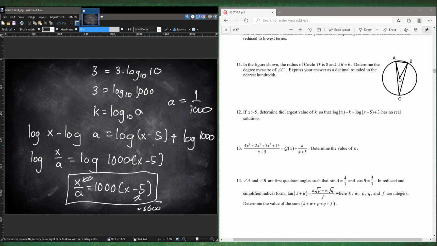So that gives us that a should be 1 over 1,000. But we're not looking for a, we're looking for k, so we could just plug it back into here. So the a would just be 10 to the power of negative 3. So then log base 10 of 10 is 1, and 1 times negative 3 is negative 3. So k is equal to negative 3. And that's your answer for number 12.